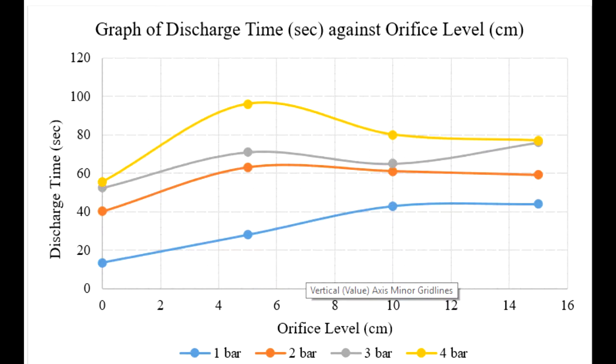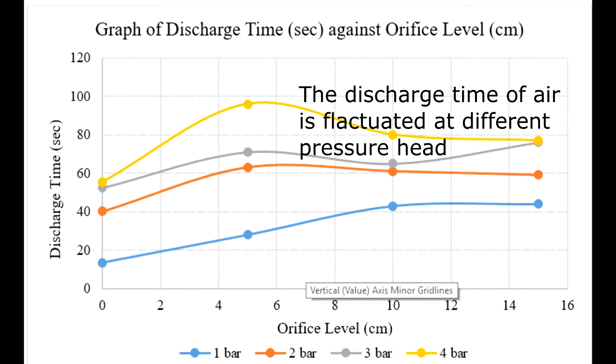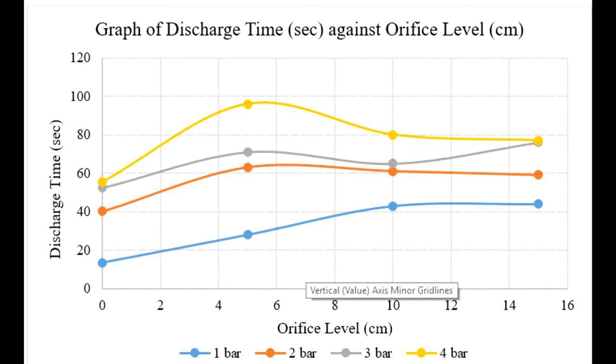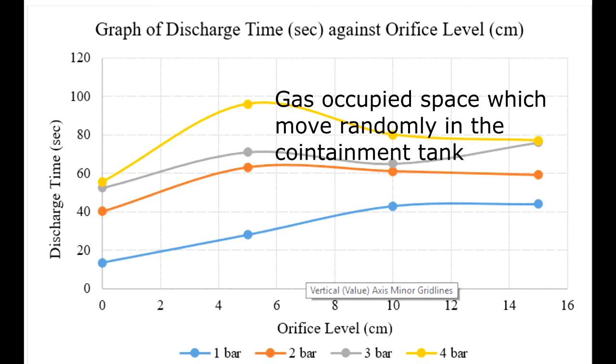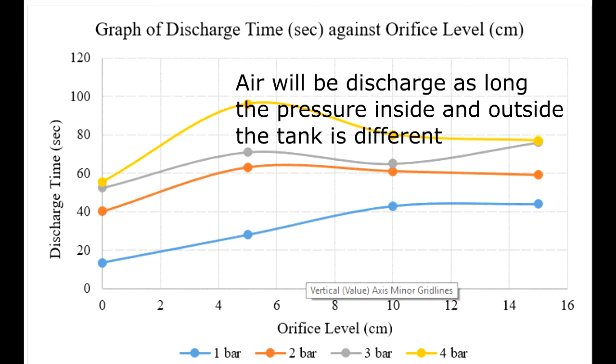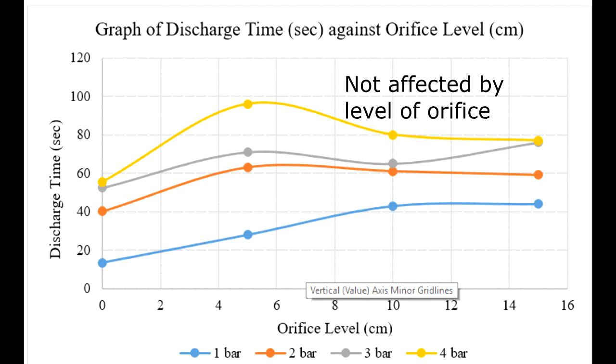The first graph for the second experiment shows the relation of air discharge time from the gas containment tank with different orifice levels. From the graph, the air discharge time fluctuates with orifice level for all different pressure heads. This is because gas wholly occupies the tank and moves in random positions within it. The air will be discharged as long as there is a pressure difference between inside and outside of the tank, and it is independent of the orifice level of the tank.